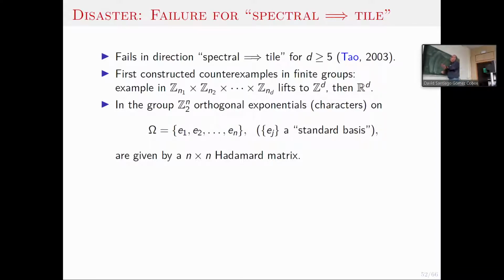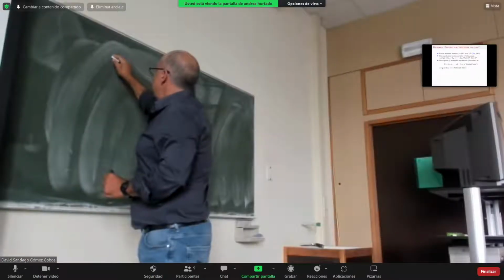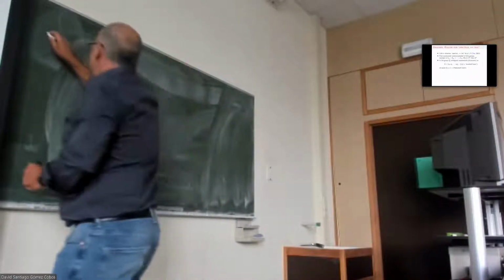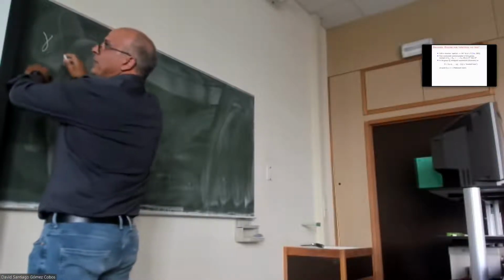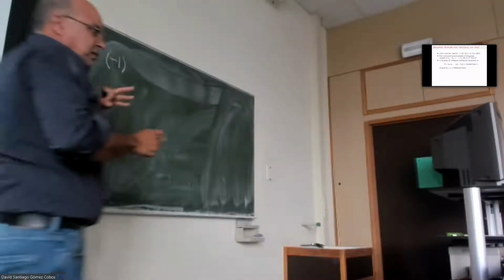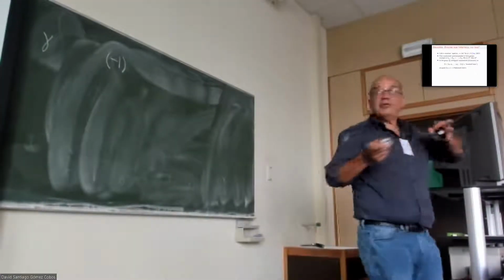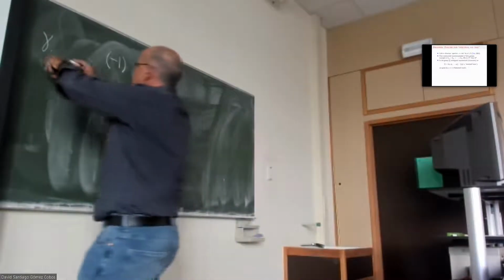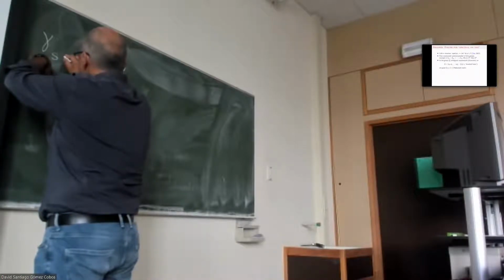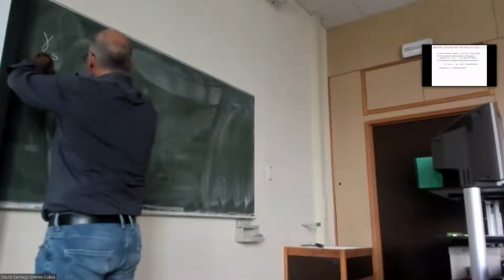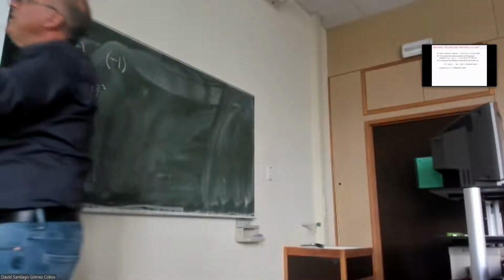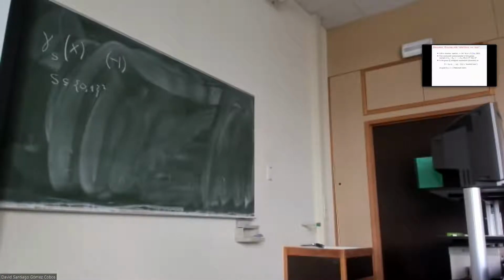So you have n points in that group, and the characters on that group are of this form. It's minus 1, so let me write gamma, I should index it by... All finite groups of this type, their dual group is itself. So the dual group of Z_2 to the n is also Z_2 to the n. So the index I should put here is just a subset, essentially, of, say, 0, 1 to the n. So this applied to x, where x is an element of this group, looks like this.